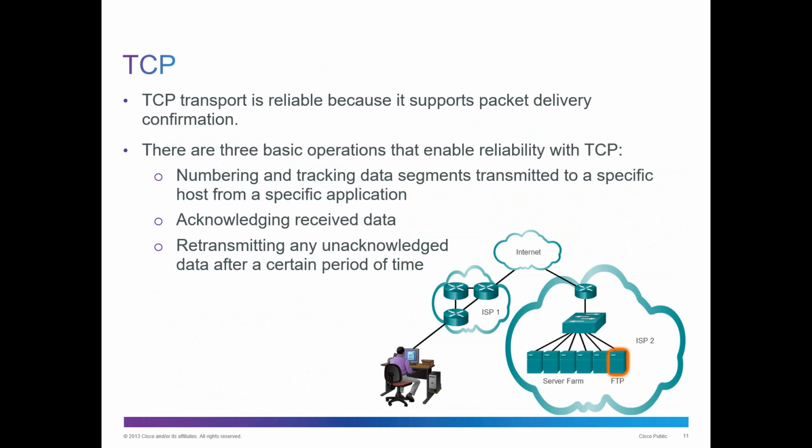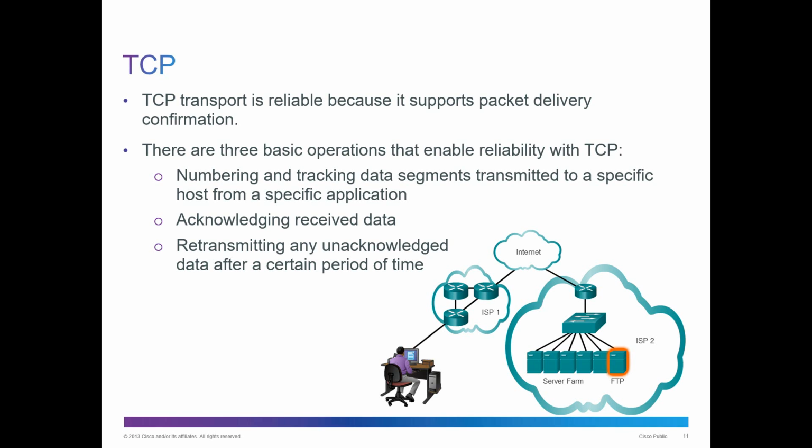So here we have our three basic operations that enable reliability with TCP. Basically, you're going to number and track segments transmitted from a host to a specific application. Once a server receives, let's say, some communication stream from a host, it has to acknowledge the data has been received, and if it doesn't acknowledge some portion of data as being received, the client would retransmit that data if need be.